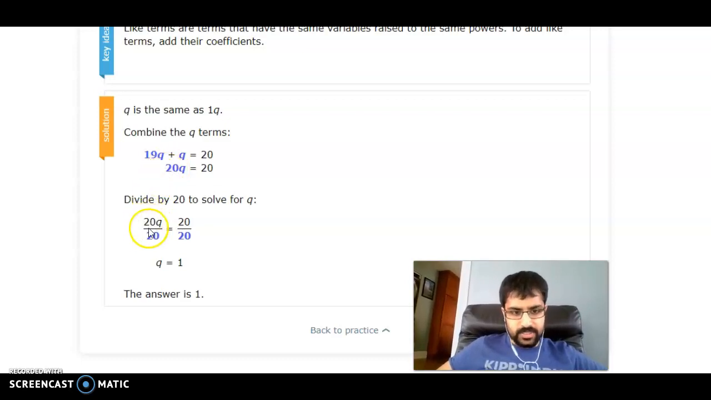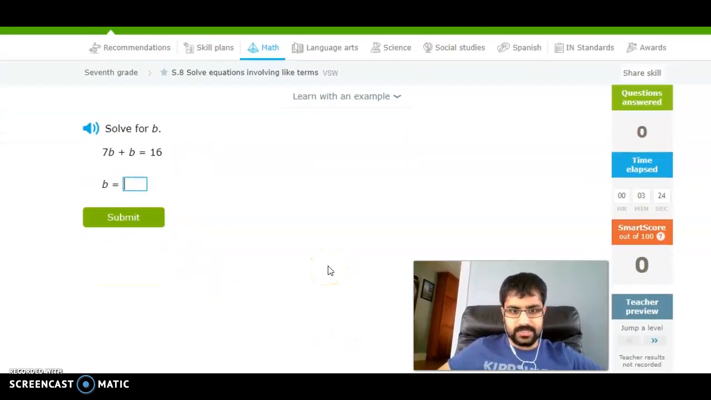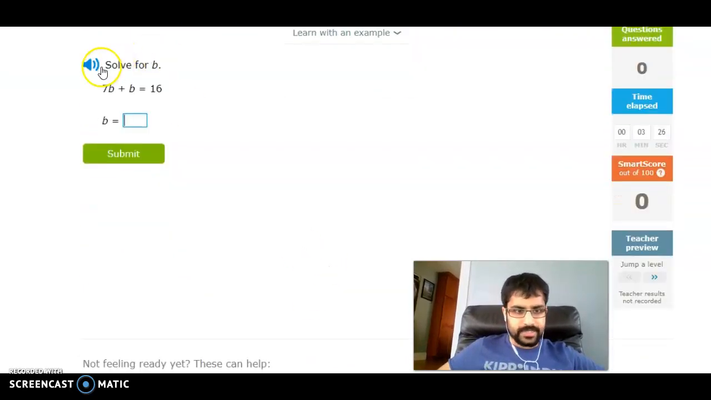So I have 20q. I use the inverse. Go ahead and divide that by 20. On my other side, I've got 20, and I also divide that by 20. Everything I do on the left, I do on the right, and my answer is q equals 1. This should be familiar to you, but we're going to go through it again a couple more times as we look at some examples. All right.